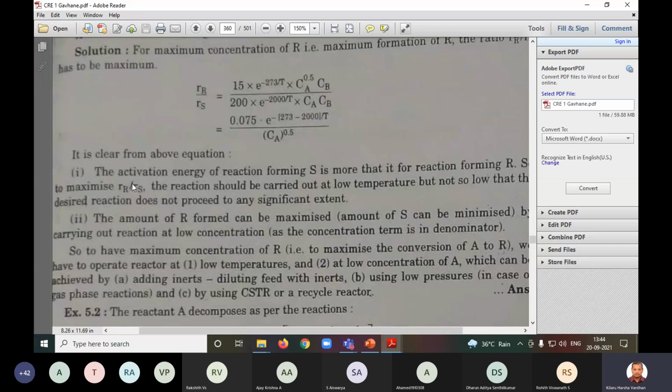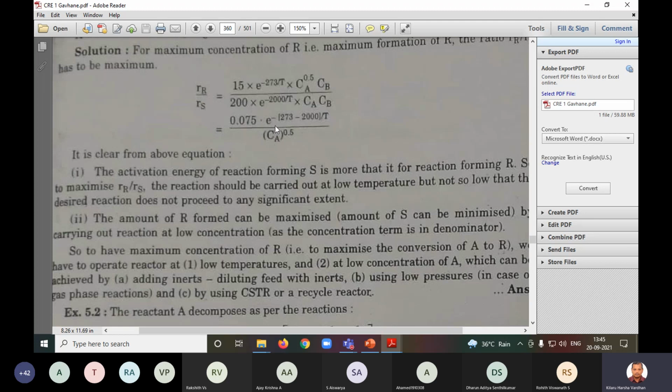To maximize this, the reaction should be carried out at a low temperature. Then only you get this ratio more. The amount of R formed can be maximized by carrying out the reaction at a low concentration, because Ca is down. Ca is down in the sense that to maximize this, you have to keep the concentration low. If this is low, this entire thing will be high. So RR will be high.